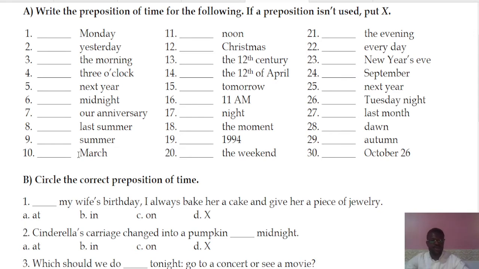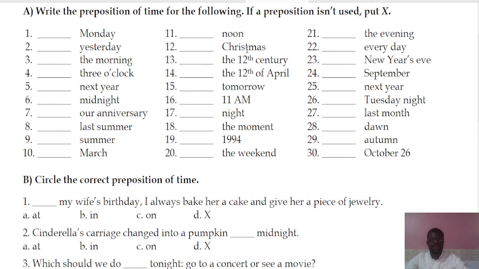So for January, February, March, April, for all of them, we use in: in March, in May, in April, in September, in November. But if we've got, as we've got here, number 14, the 12th of April, because we've got a date, 12th, attached to the month, so we have to use what? On the 12th of April.